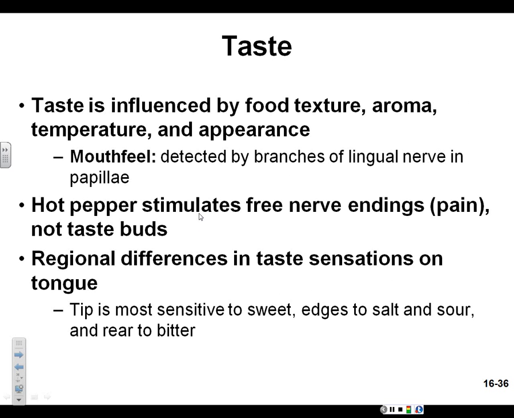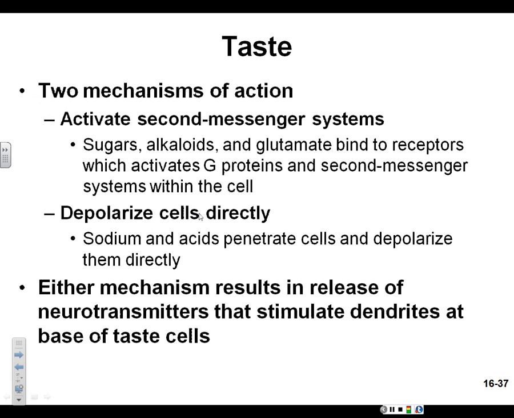Again, taste, temperature, and texture will influence how we perceive food. A mouthfeel is detected by the lingual nerve in the papillae. Hot pepper stimulates our free nerve endings of pain. We have regional differences in taste depending upon what region of the tongue that particular taste is going to be perceived at. We look at the two mechanisms of action of pain.